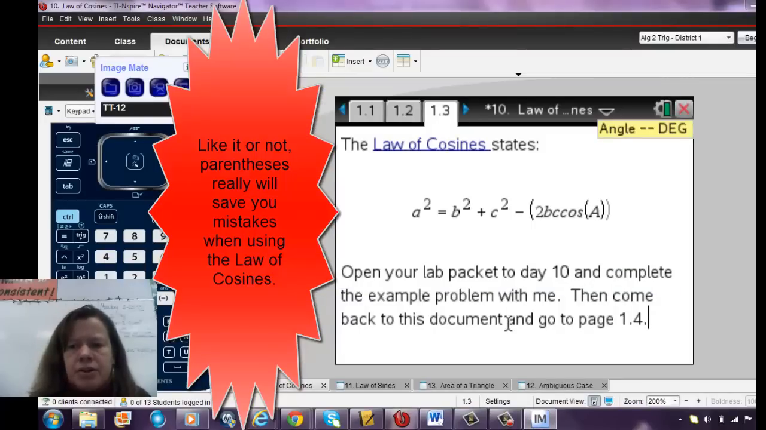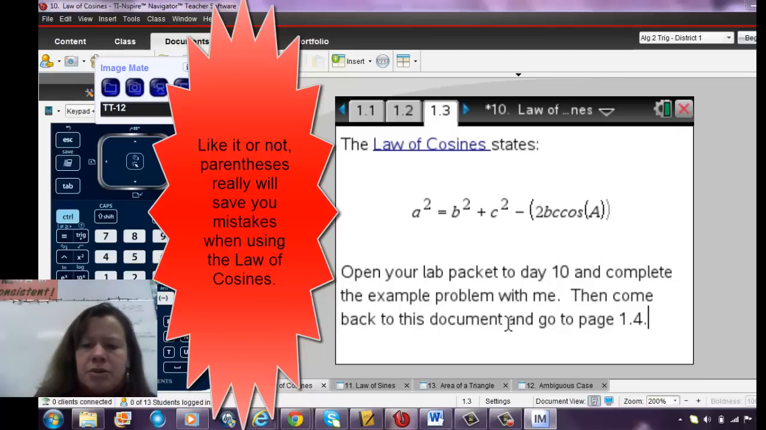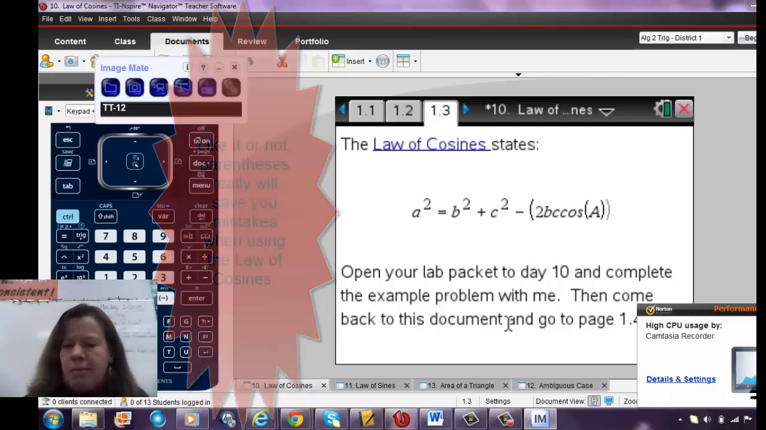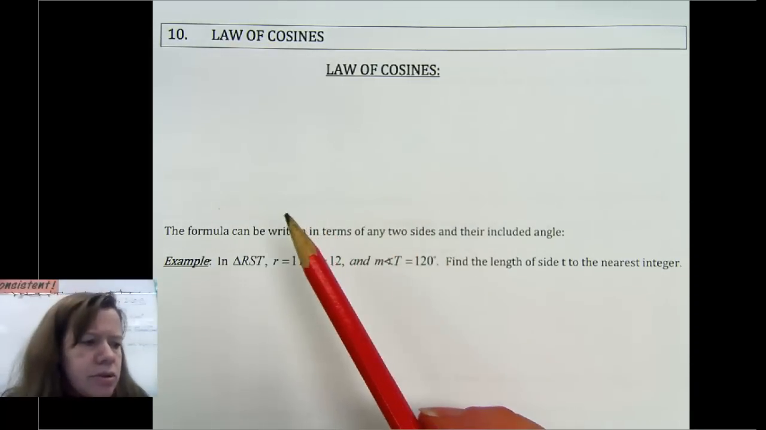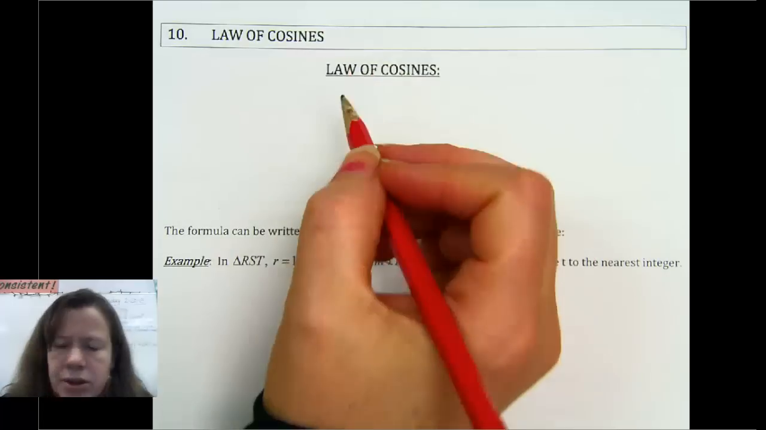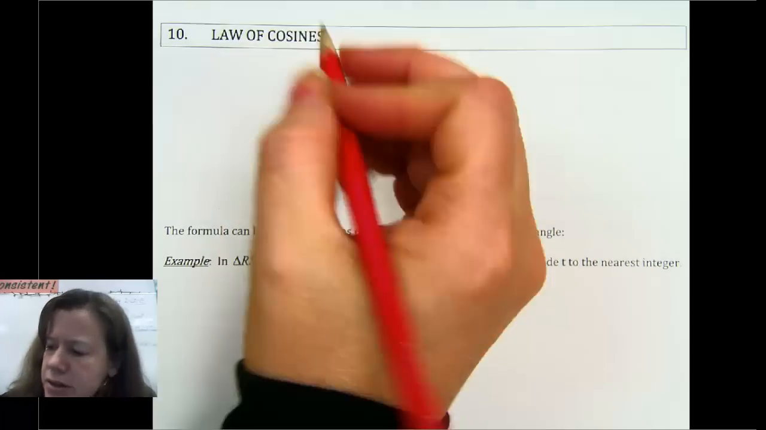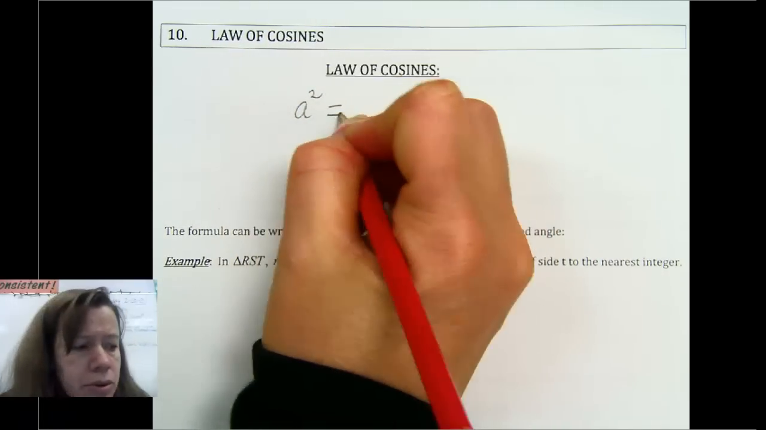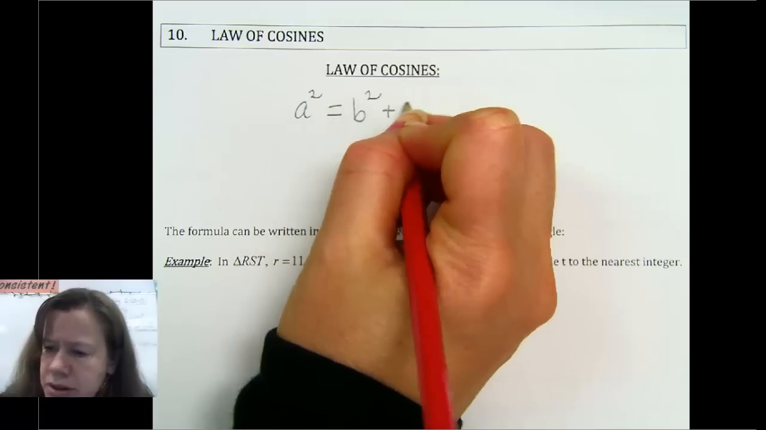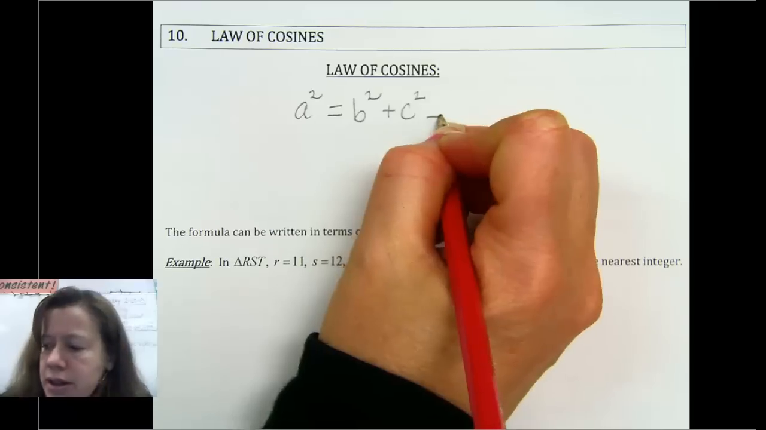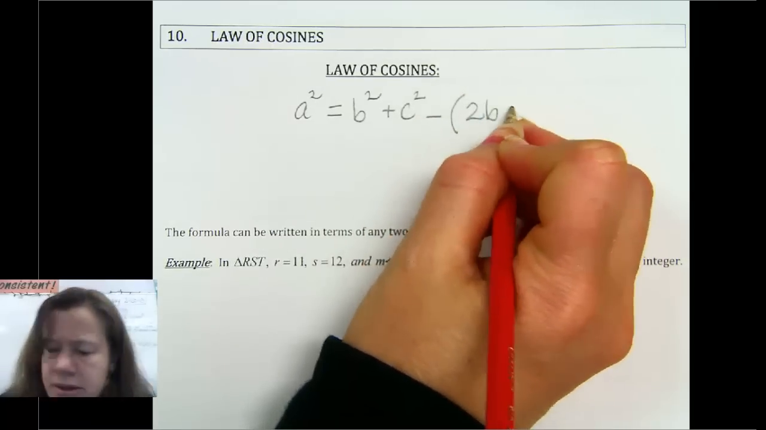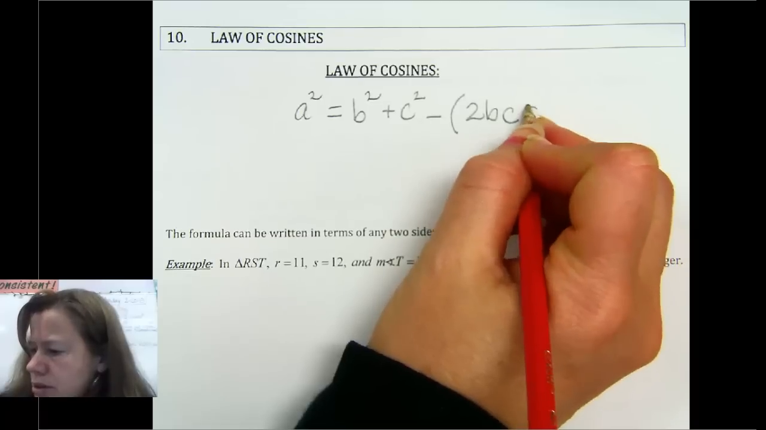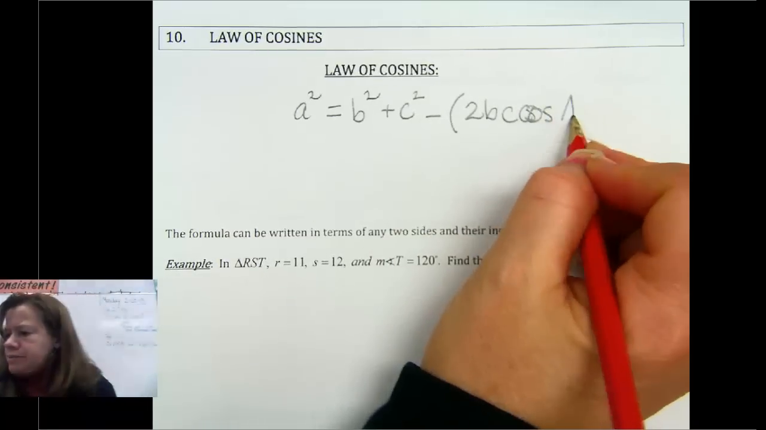Okay. So, the next part of your notes asks you to open your lab packet to day 10 and complete the example problem with me. Then we'll come back to this document. Our packet day 10, reminding us of the law of cosines. Let's write it. The more you write it, the sooner you'll get used to using it. From our Regents reference sheet, the law of cosines is a squared equals b squared plus c squared minus, again, I insist you add parentheses after the subtraction sign, 2 times b times c times the cosine of angle.